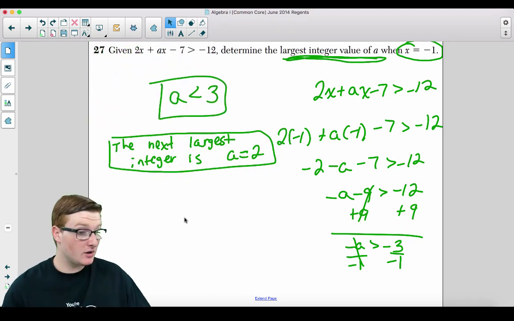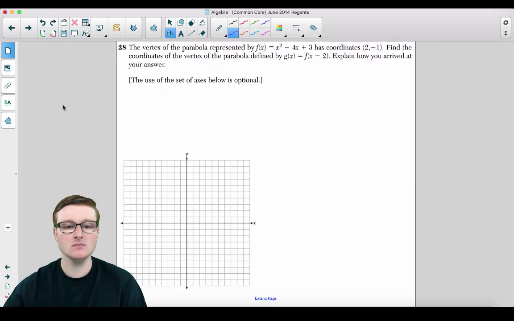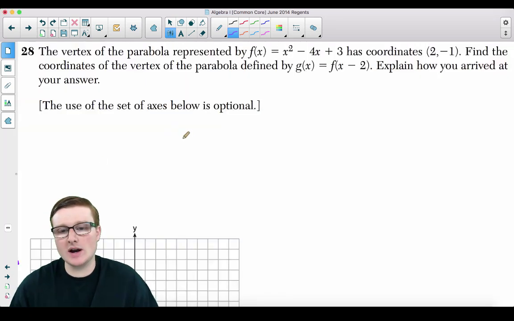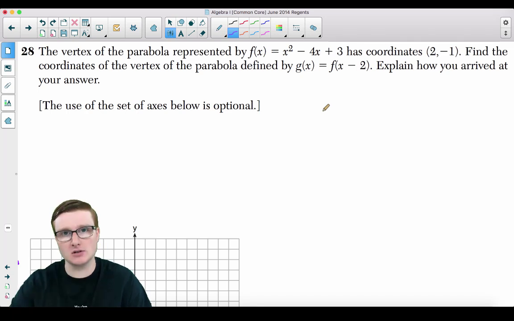All right. Moving on to question 28. 28. Here we go. The vertex of the parabola represented by f of x equals x squared minus 4x plus 3 has the coordinates 2, negative 1. Explain the coordinates of the vertex of the parabola defined by g of x equals f of x minus 2. Explain how you arrived at your answer. I'm going to show you 2 ways to do this. I'm going to show you the algebraic way, and then I'm going to show you the graphic way.